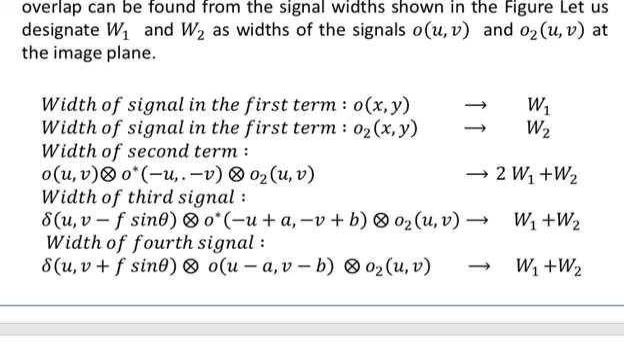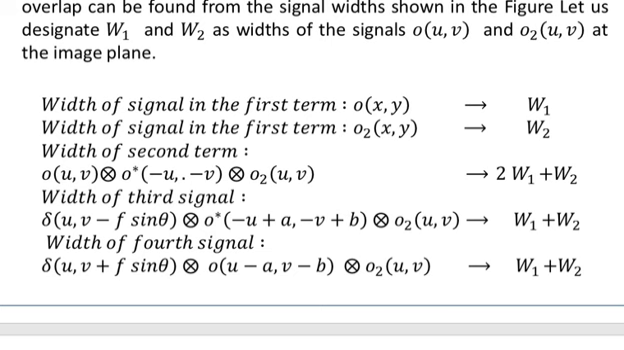So when it is convolved with O conjugate, the width becomes 2W1, that is twice W1, and when it is convolved with O2, the width becomes 2W1 plus W2. So this is the width of the second term. Now in the third term we have these two terms, that is the term O2, traveling along the optical axis. The second term is also traveling along the optical axis.